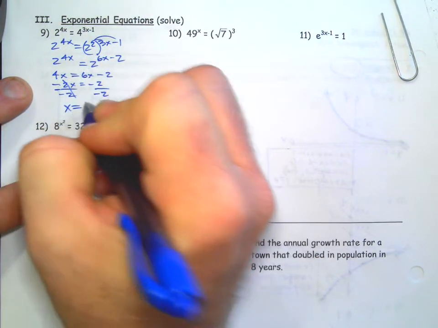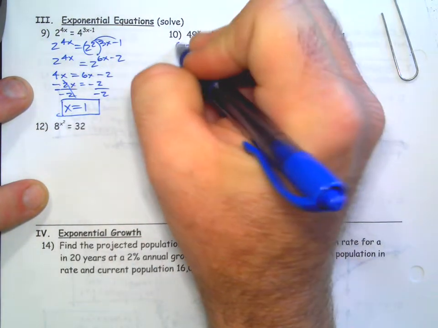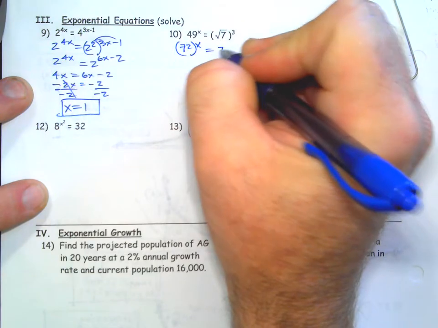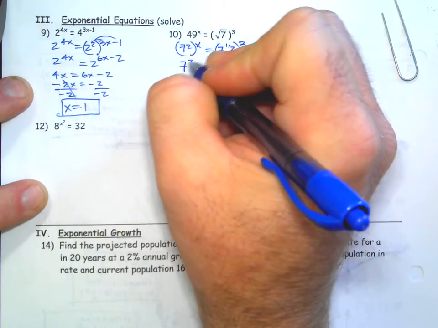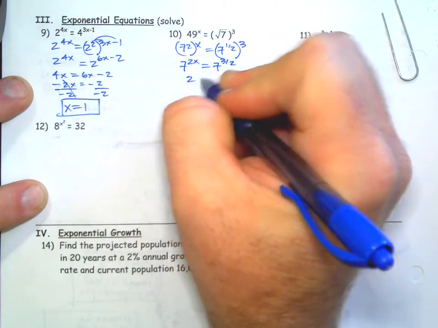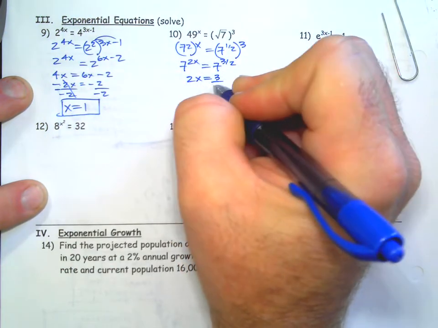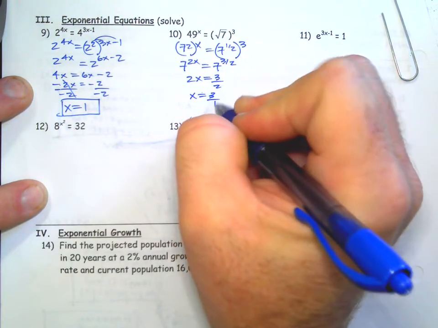X equals 1. Okay. This would be 7 squared. This would be 7 to the 1/2. So this would be 7 to the 2x equals 7 to the 3/2. Set the exponents equal to each other. Divide both sides by 2. And you get your answer.